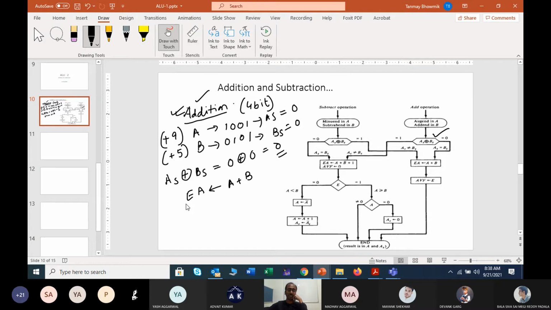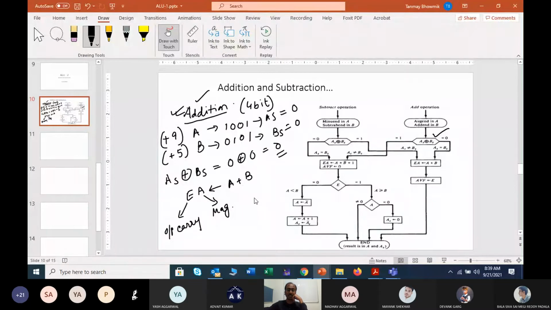So what is your E and what is your A? A will be your addition magnitude and E will be your carry. That means output carry. So you can write it like E is your output carry and A will be your magnitude, right? And these two numbers are given.